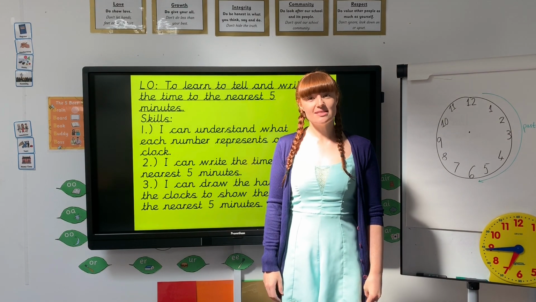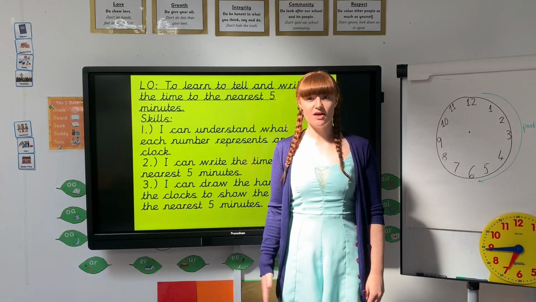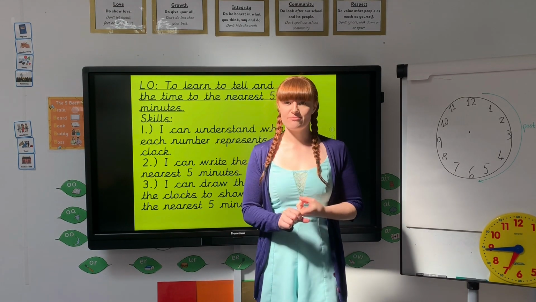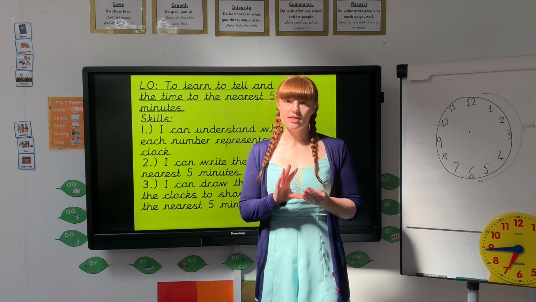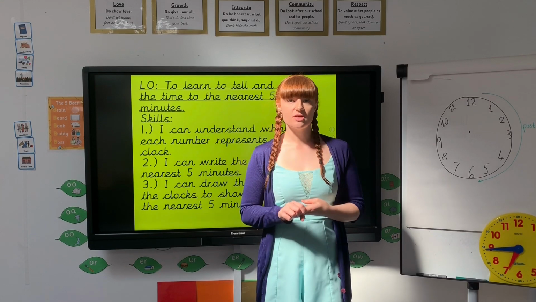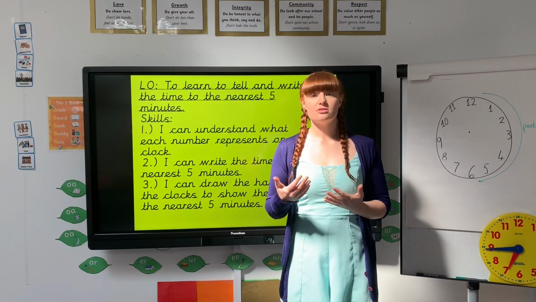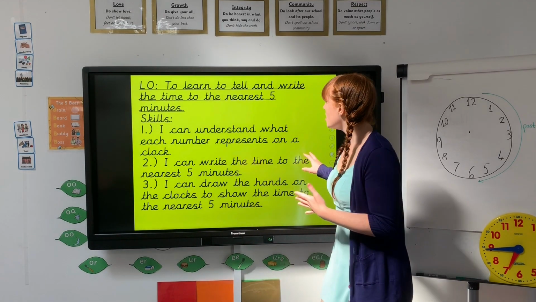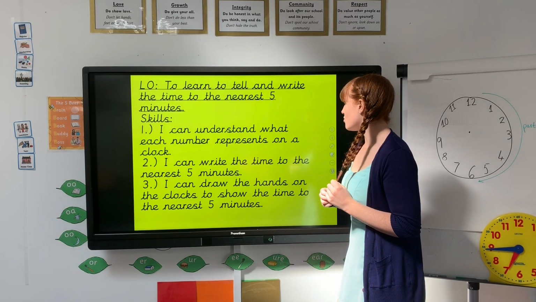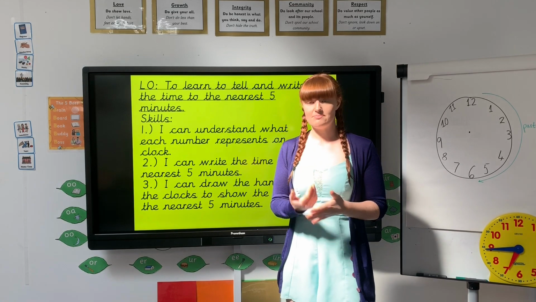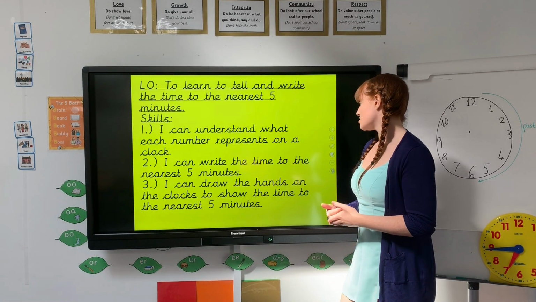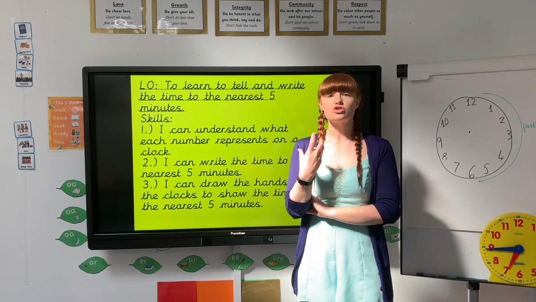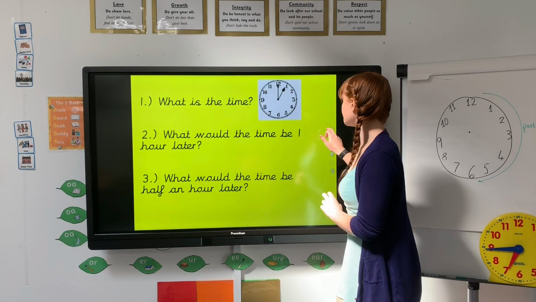Today we are going to be learning to tell the time to the nearest 5 minutes. From the beginning of these videos we've done o'clock and half past, quarter past and quarter to, so they are more the year 2 objectives. This objective, telling the time to the nearest 5 minutes, is a year 3 objective and a greater depth year 2 objective. So the children are going to be able to understand what each number on the clock represents in minutes and hours. They're going to be able to write the time to the nearest 5 minutes, and they're going to be able to draw the hands on clocks to show the different times.